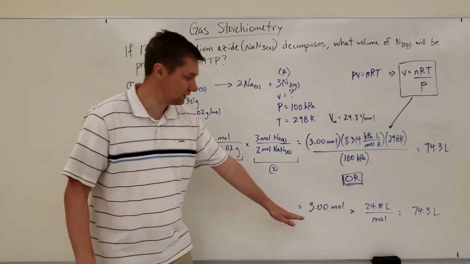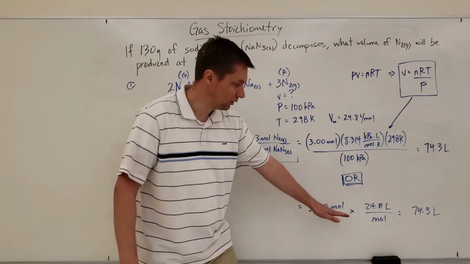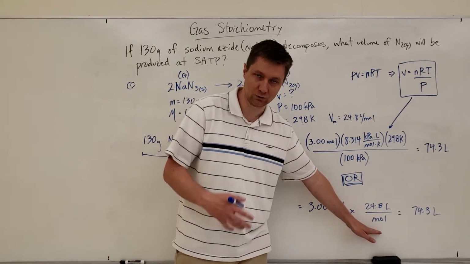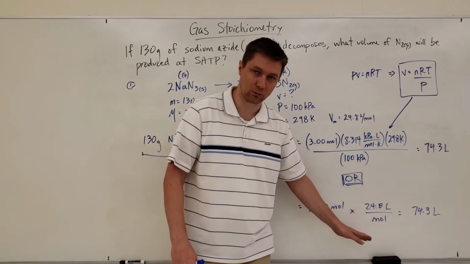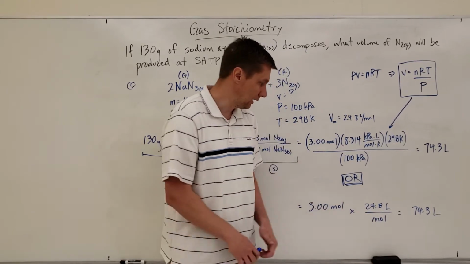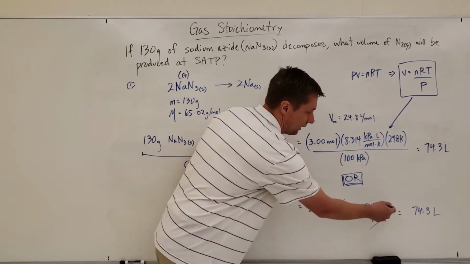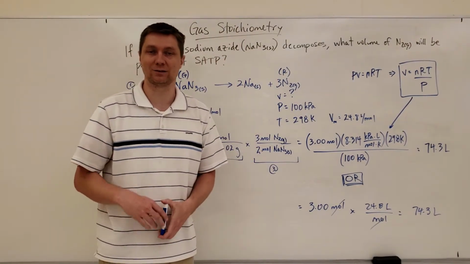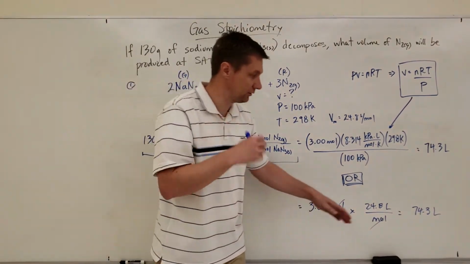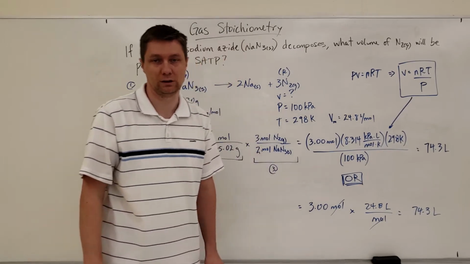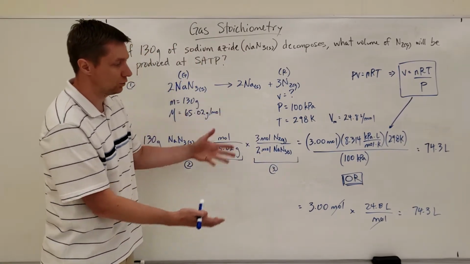And so I can just take these 3 moles of N2, use the molar volume of N2, which is going to be 24.8 liters per mole because it's at SATP, and I can cancel out my moles and get my liters, and you can see that the answer is exactly the same. It punches out in your calculator as 74.3 liters. So there's two different ways that you can choose to do it.